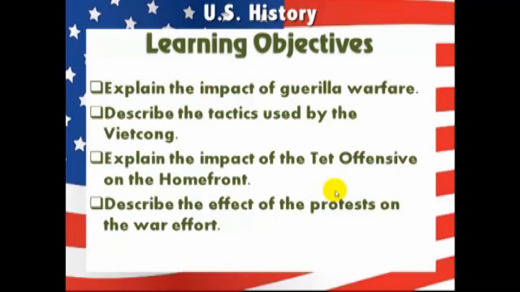Okay, now as we move into the next section, looking at our learning objectives. By the end of this section, you should be able to explain the impact of guerrilla warfare. Related item: describe the tactics used by the Viet Cong. Explain the impact of the Tet Offensive on the home front, and then describe the effect of the protests on the war effort.